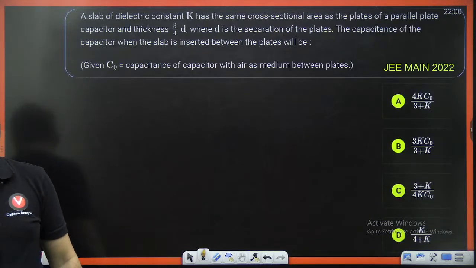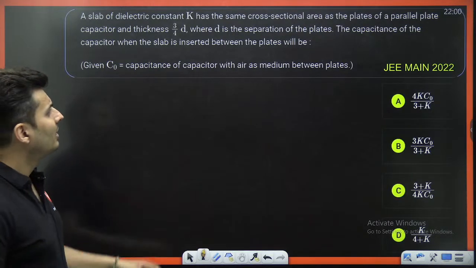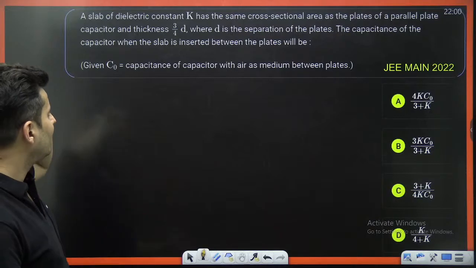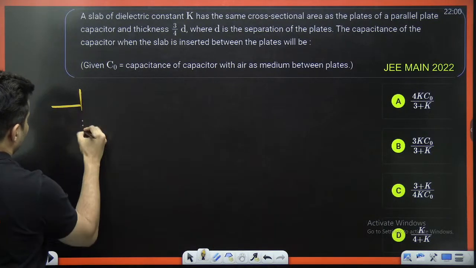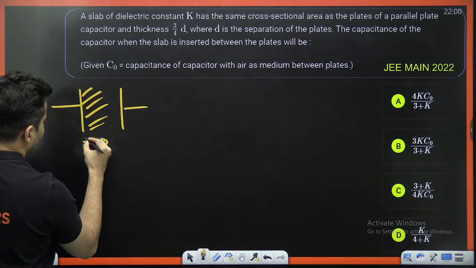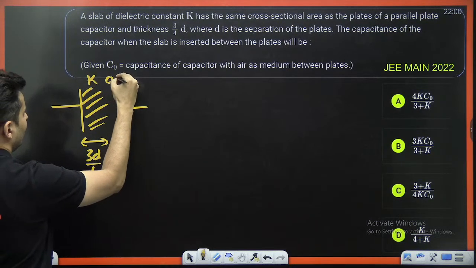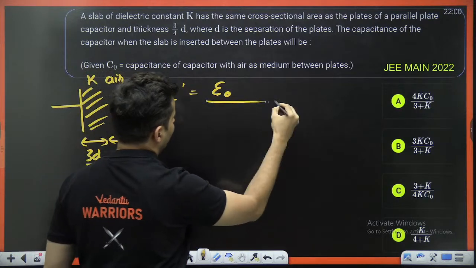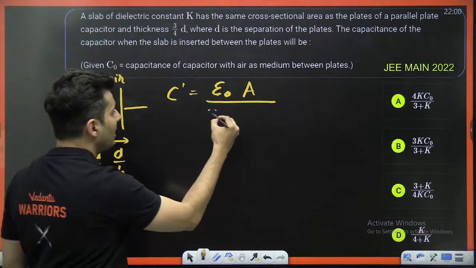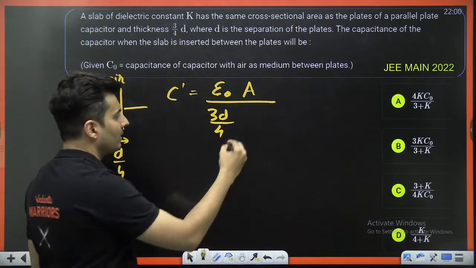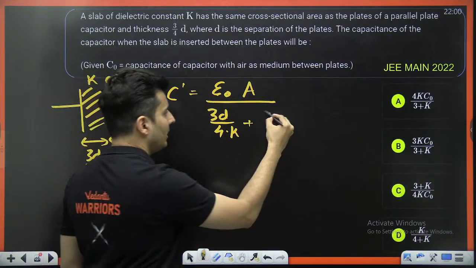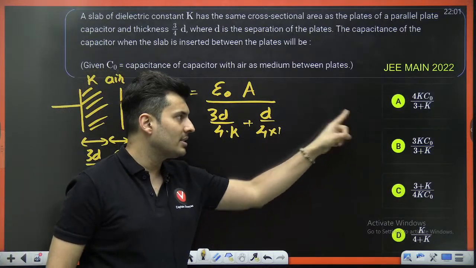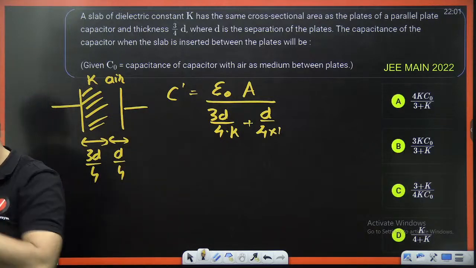Yeah, cool. Let's go. A slab of dielectric constant K, with the same area as the parallel plates and thickness 3d/4, where d is the separation. What is the capacitance when the slab is inserted? When such problems come and you are inserting a slab of thickness 3d/4 of dielectric constant K, the rest is air, so that will be just d/4. The equivalent capacitance is given by epsilon naught A by first distance, 3d/4, divided by the dielectric constant K. Next distance is d/4, write it as it is, and then divided by the dielectric constant of that medium. If there are more layers, you keep adding the distance and divide it by the dielectric constant. That is an easy way of doing these questions.